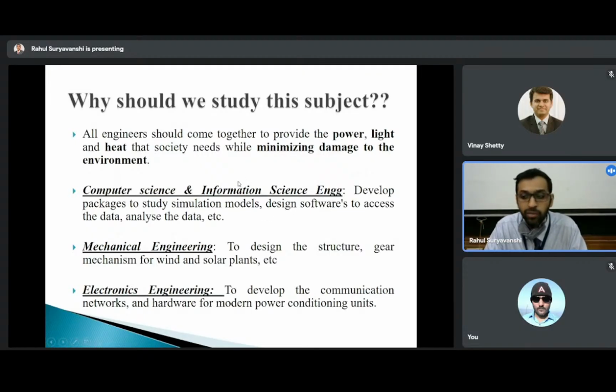Unless you have knowledge regarding renewable energies or such systems, you cannot design these models. That is the reason computer science and information science engineers are required.